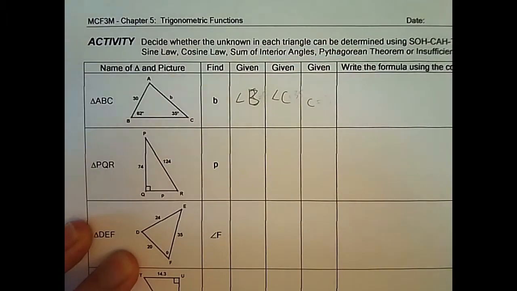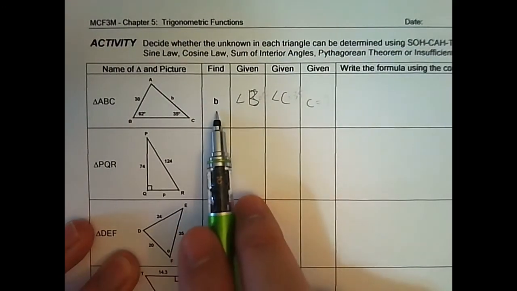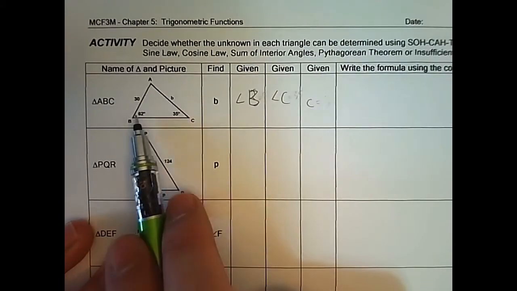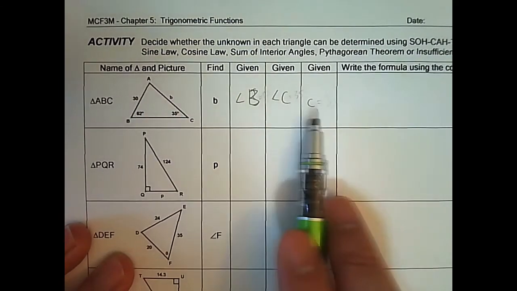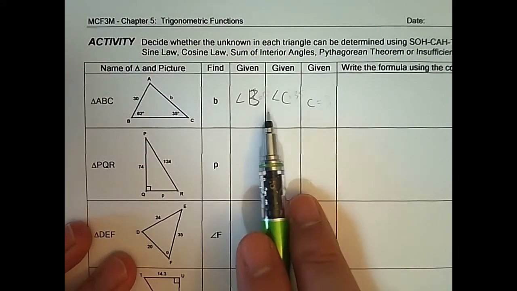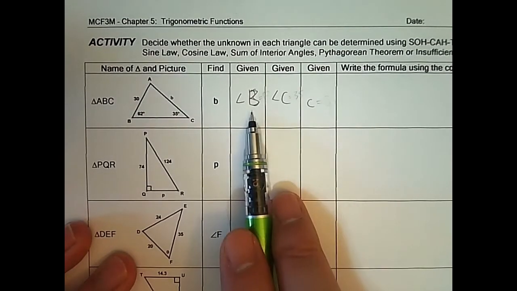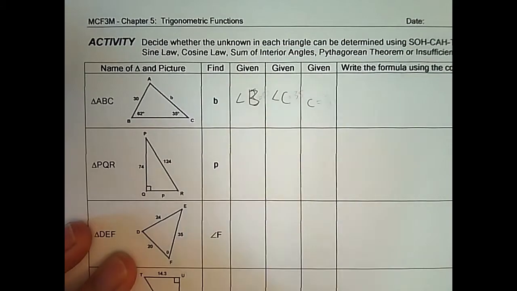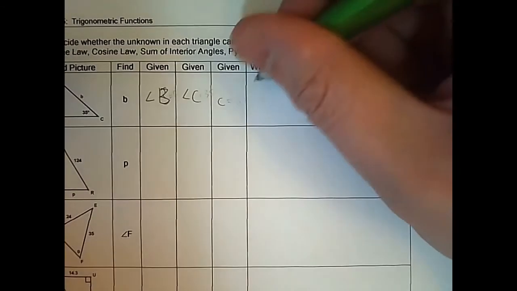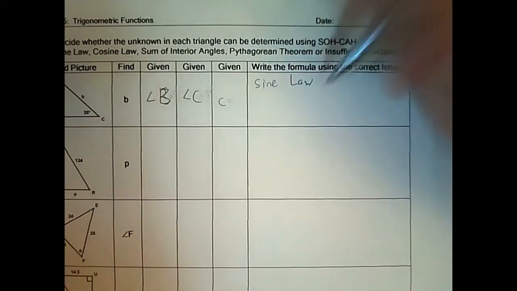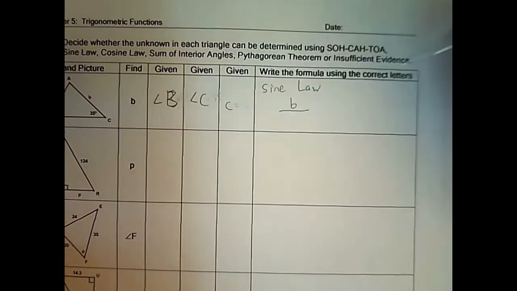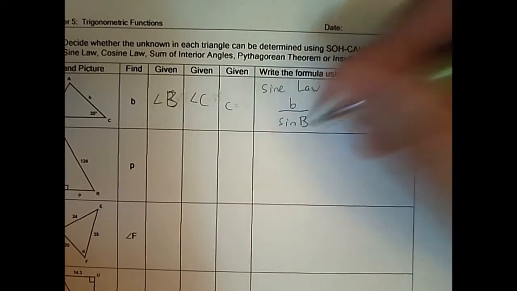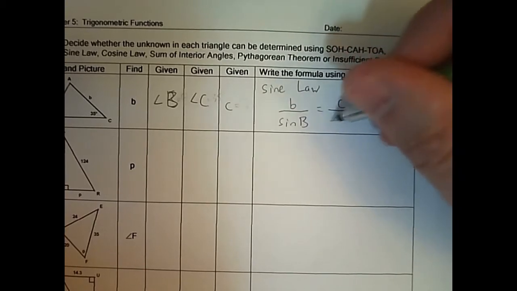So looking at the information that we have, I want to find side B, and I have the opposite angle, and then I also have another angle and its opposite side, so angle C and side C. So because I have two angles with an opposite side, I can find the other opposite side. So this is using sine law. In this case, I'm going to solve for side B, so I'm going to put side B on the top over sine B, is equal to side C over sine C, or the angle C.